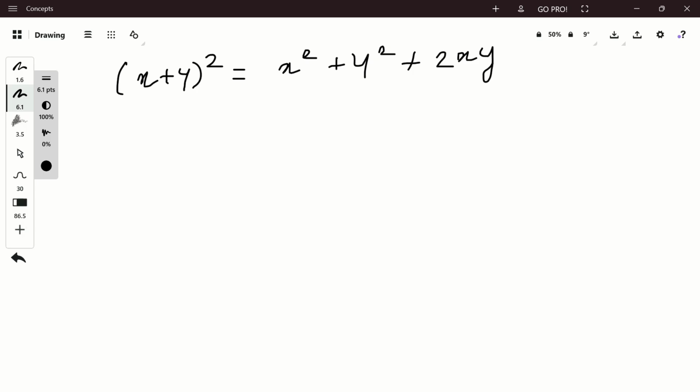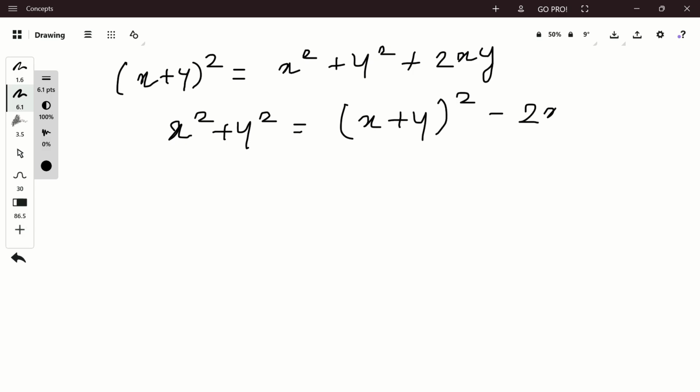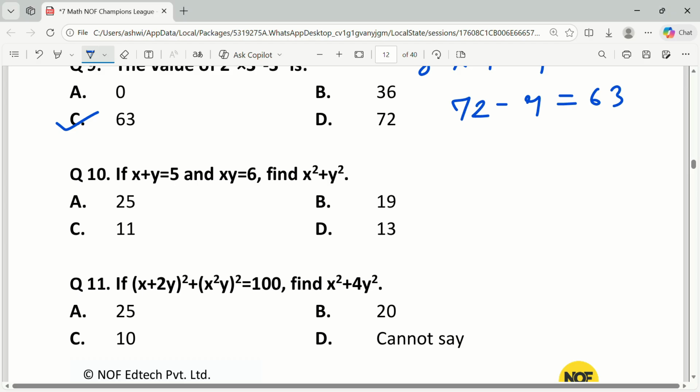Rearranging the identity to solve for x square plus y square, we have x square plus y square is equal to x plus y squared minus 2xy. Given that x plus y is equal to 5 and xy is equal to 6, that is 5 squared minus 2 into 6, that is equal to 13. So comparing with the options, the answer is D, 13.